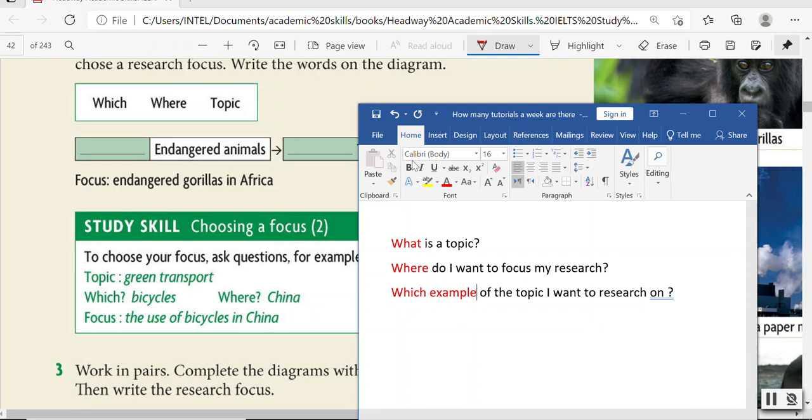Okay, look at this. For example, topic green transport.